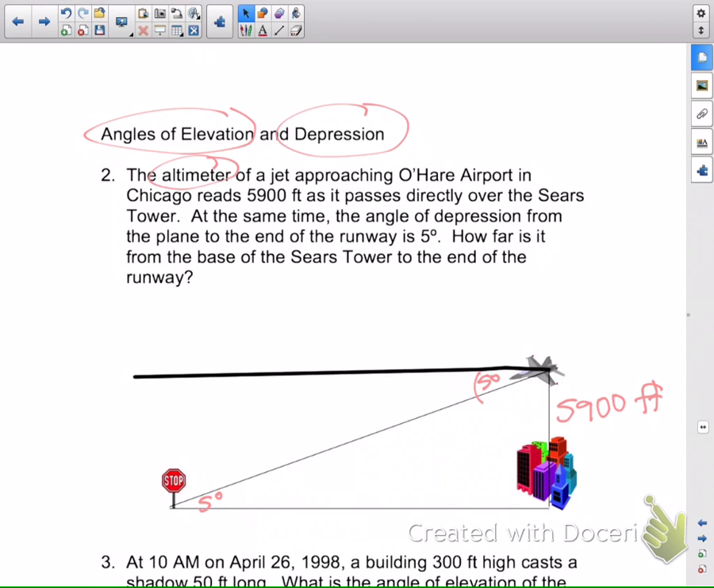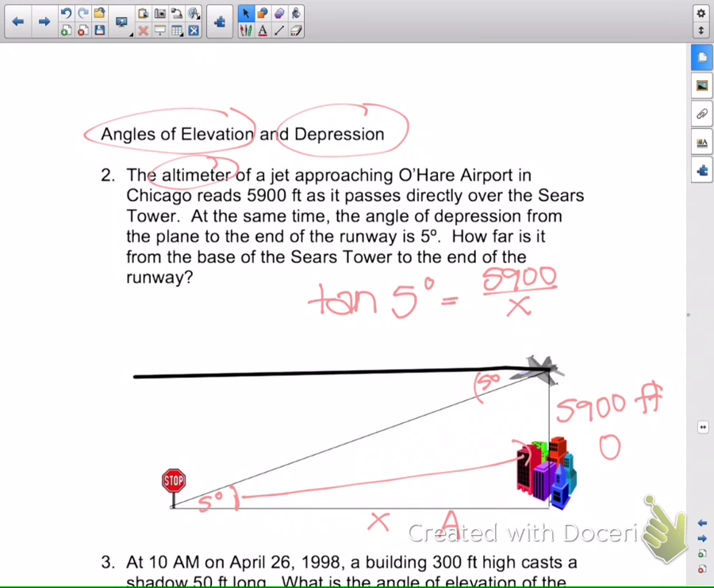This time they would like us to find how far is it from the base of the Sears Tower to the end of the runway. What side of this triangle do they want us to find? The adjacent side from this right here, we'll call that our X. Okay, now from this angle, 5 degrees, this is the what side? Opposite. The one we're trying to find is X, which is the adjacent. So am I going to use sine, cosine, or tangent? Tangent. We set up tangent of what? 5, our angle, is equal to 5,900 over X.